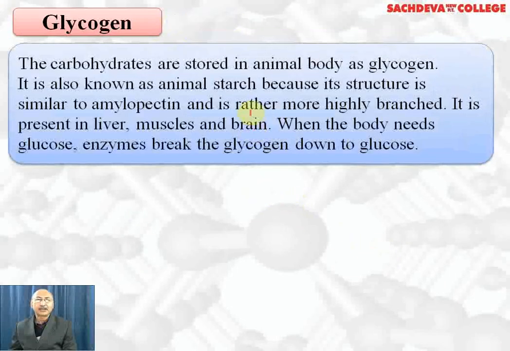Glycogen. The carbohydrate which is stored in the animal body and human body is called glycogen. It is also known as animal starch because its structure is similar to amylopectin, but it is more highly branched. It is present in liver, muscles and brain. When the body needs glucose, enzymes break the glycogen down to glucose. So when people are fasting, this glycogen gets hydrolyzed to glucose and provides energy.